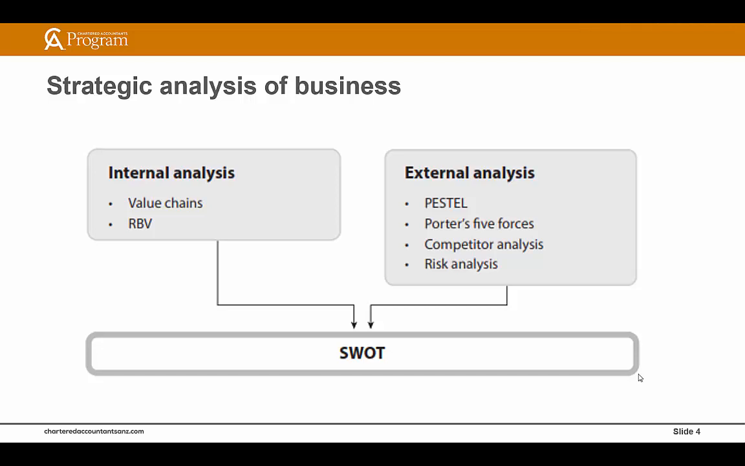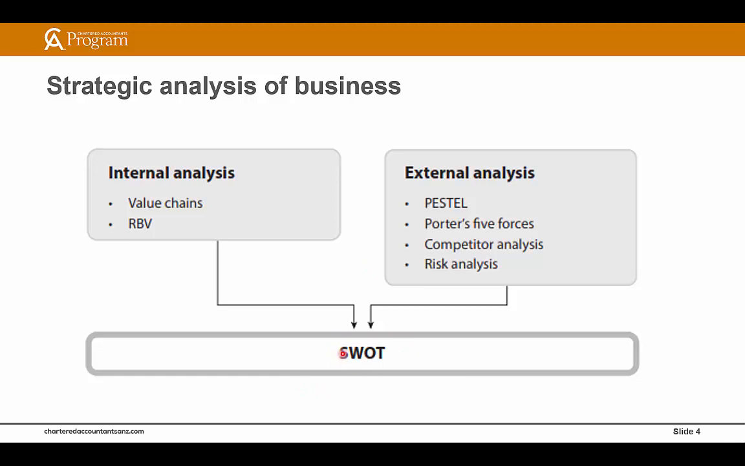The resource-based view identifies a business's valuable resources and uses them to develop a competitive advantage. Analyzing the external environment could be undertaken using tools such as PESTLE analysis, Porter's 5 forces, as well as competitor and risk analysis. All of these are outlined in the CSG. Undertaking an internal analysis will help a business understand its strengths and weaknesses, whilst an external analysis would enable a business to identify opportunities and threats.